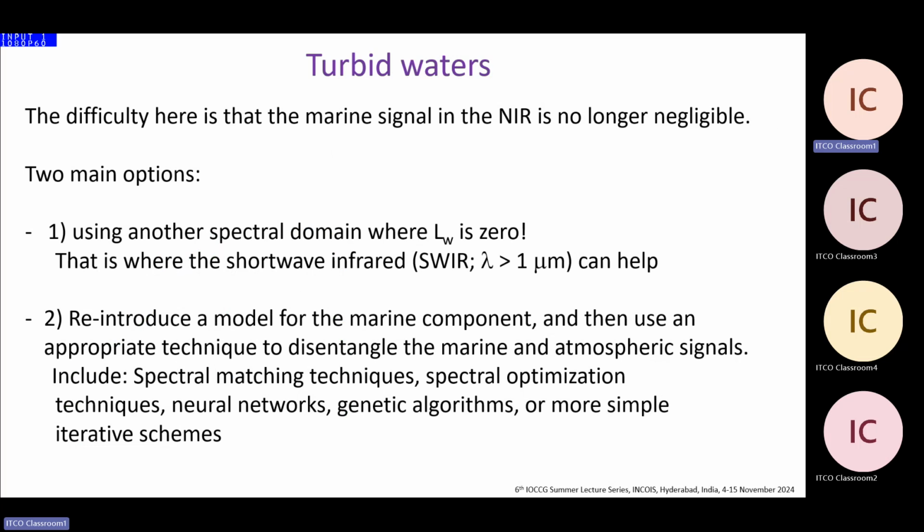Okay, then we have this problem of turbid waters. Everything we looked at so far is when the near infrared signal is negligible, and of course when there is a lot of scattering in the water because of particles, this is no longer true. So two main options here. The first one is to try to find another part of the spectral domain where the assumption of LW is 0 is still valid. That's where the shortwave infrared comes into play, so wavelengths a bit above 1 micrometer. We'll see this.